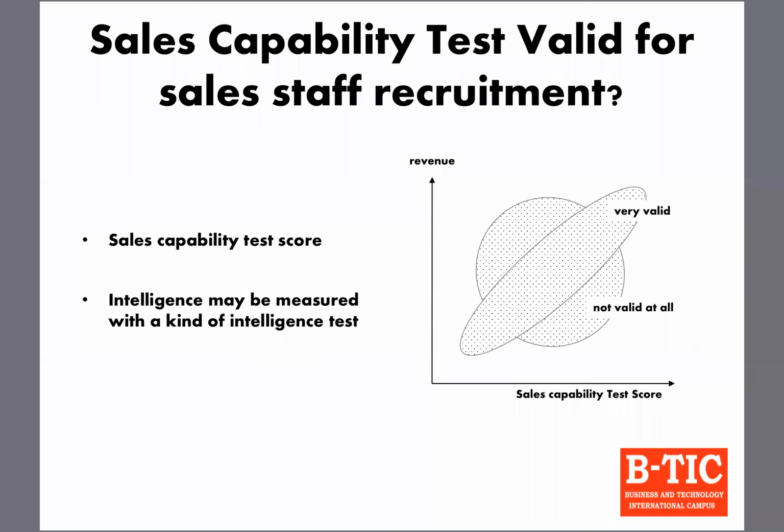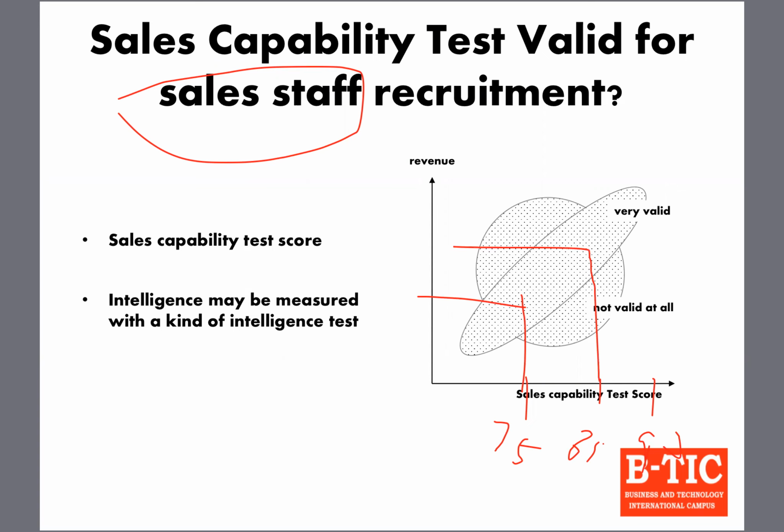If you use a test to recruit some sales staff for your organization, you may use a test. Based on the test, whoever scored higher marks on it, you may select them. And once you have selected them, you put them into your sales. Now you can study the marks they had. Let's say one guy you selected got 75 marks, another guy got 85 marks, a third guy got 95 marks, and you can measure how much sales they bring in, how much revenue they bring in.